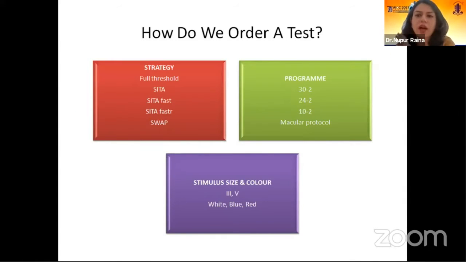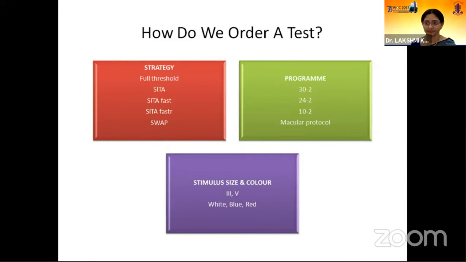Before we start reporting a test, we need to know how to order a test. So when we tell the perimetrist, we need to tell them the strategy to be used. Full threshold and SITA should be the most commonly used strategies, with SITA Fast and Faster being reserved for very old patients or very young patients wherein the attention span may be shorter. SWAP is used for detecting early glaucomatous changes.